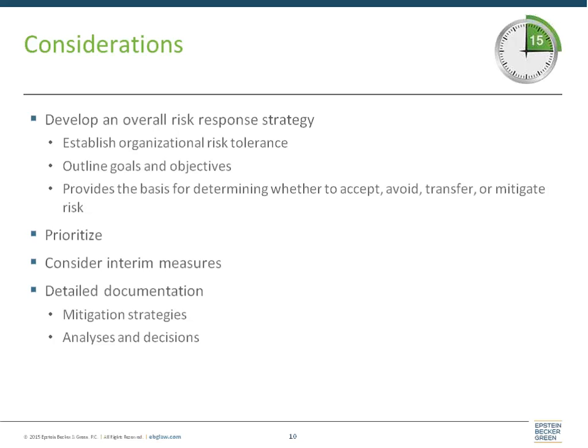So here are some take-home considerations as you begin to develop and execute your risk mitigation strategies. So first, you really want to develop an overall high-level risk response strategy. And in this strategy, you want to establish your organizational risk tolerance, which can really vary from organization to organization, just based on culture, objectives, and even individuals in control can have different perceptions of security and risk and impact the overall strategy. And in the strategy, you want to outline the overarching goals and objectives, and ultimately the strategy is going to provide the basis for those micro-decisions of whether you're going to accept, avoid, transfer, or mitigate a risk.